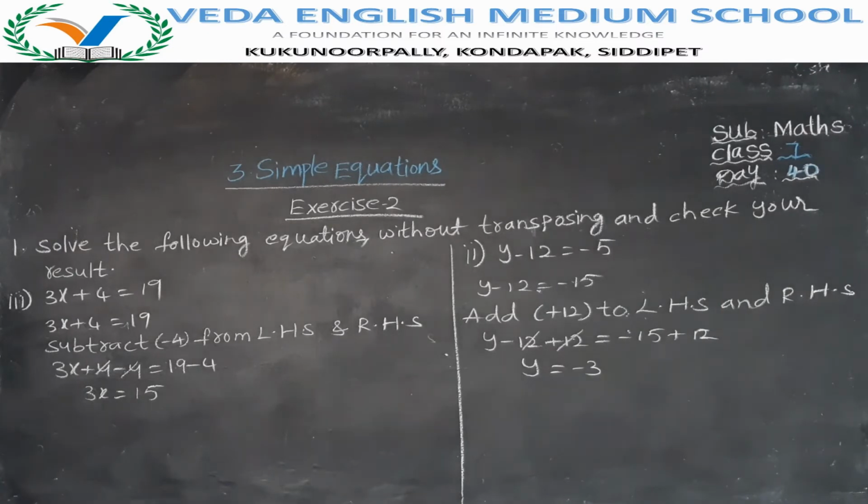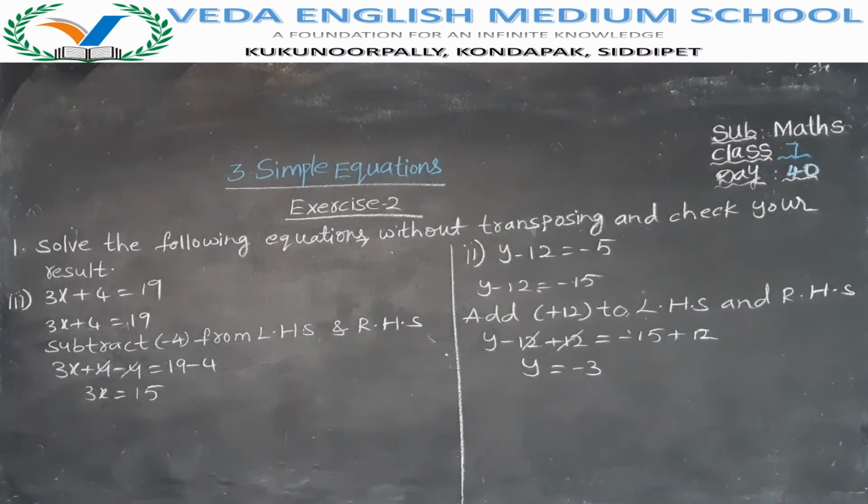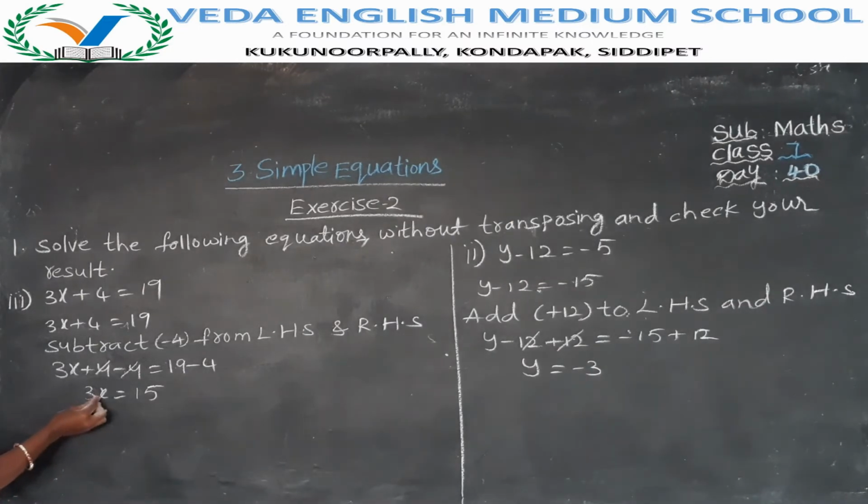Here we need only x. So what we have to do to find the x? If you divide 3x by 3, then you will get the value of only x.